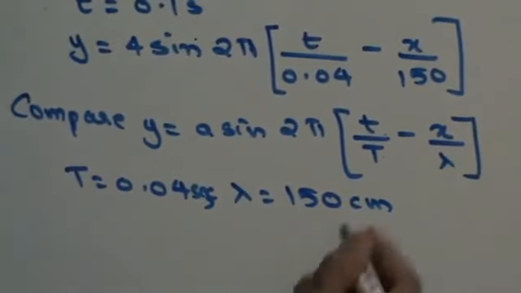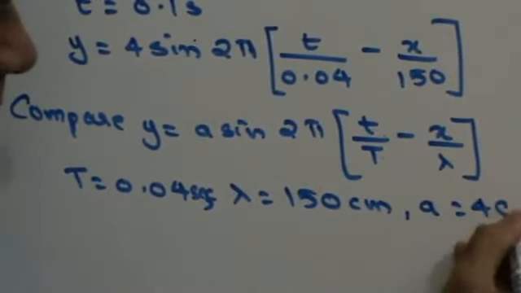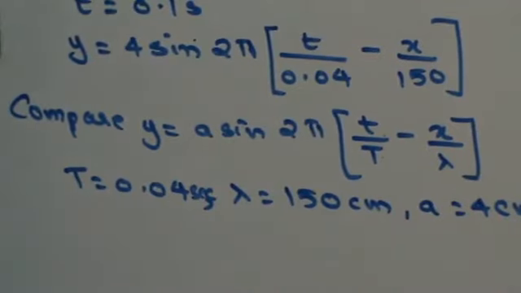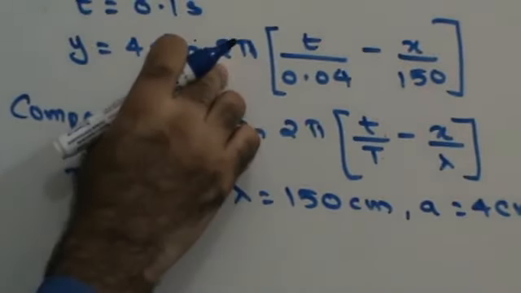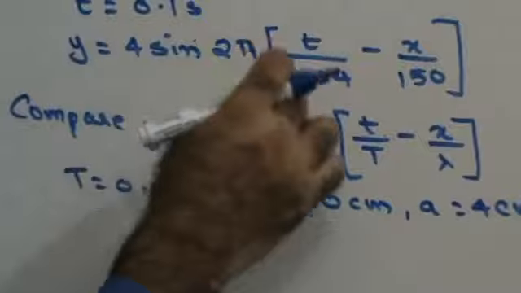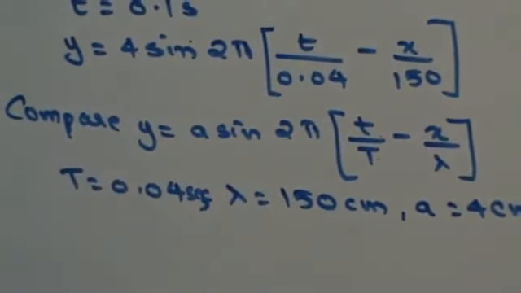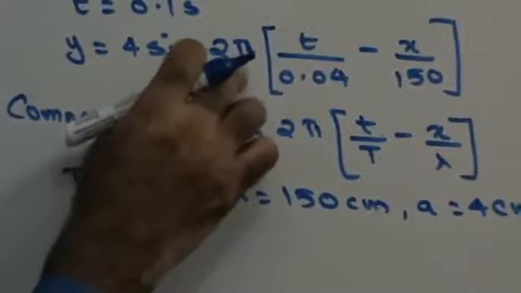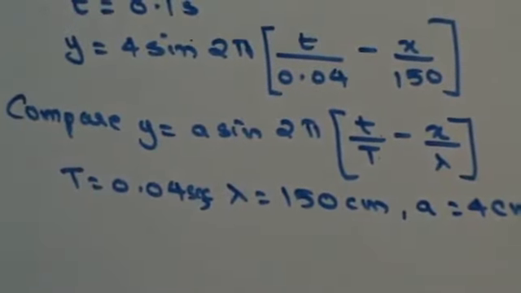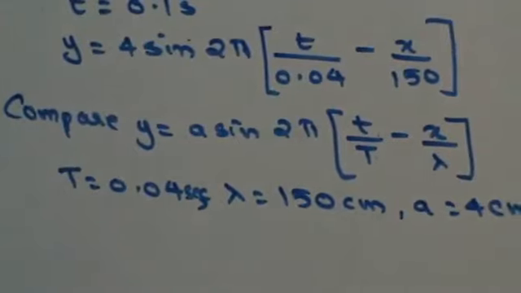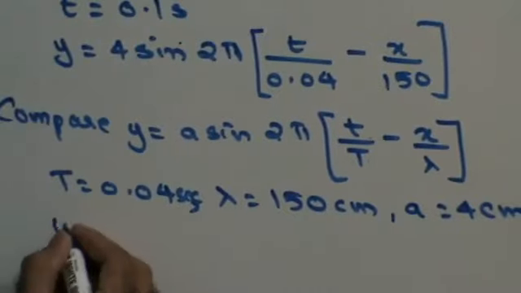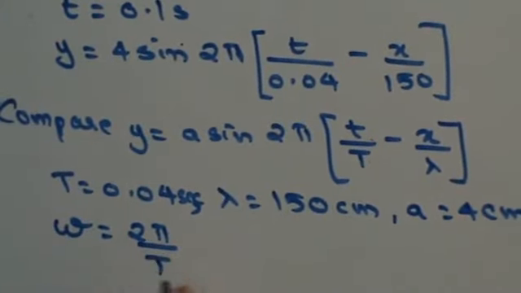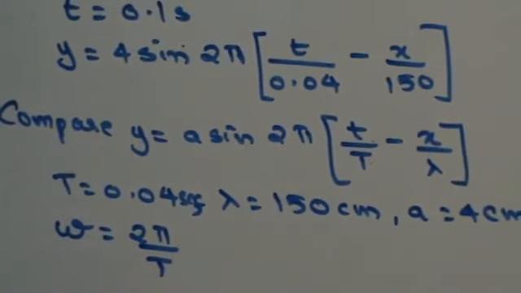What else can I find out? I can find out A. Amplitude is going to be 4 centimeters. Multiplying by 2 pi doesn't make a difference. I multiply the numerator by 2 so that I can compare with the general form. I'm multiplying the angle, not the number. This whole thing is an angle. Now, once I have this, I can say that omega is nothing but 2 pi upon T. I know T, so I can find out omega.